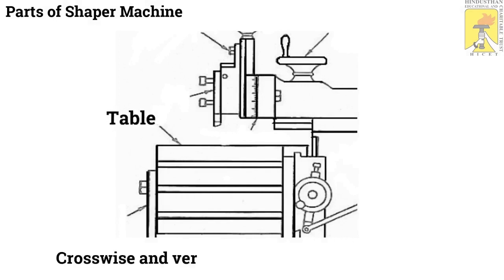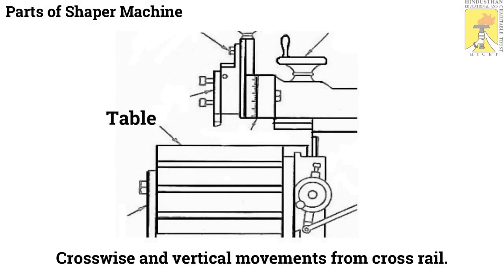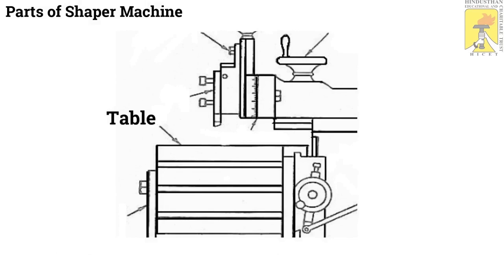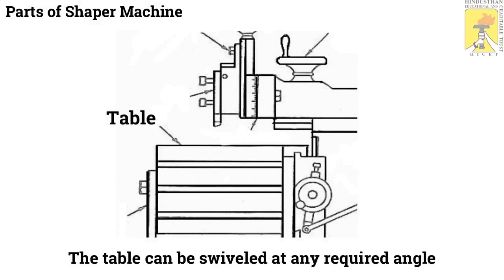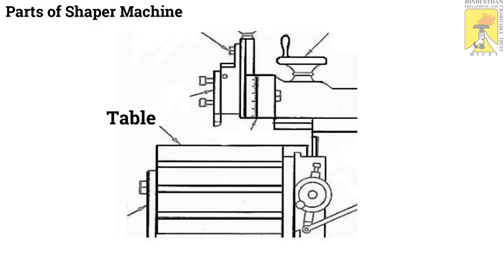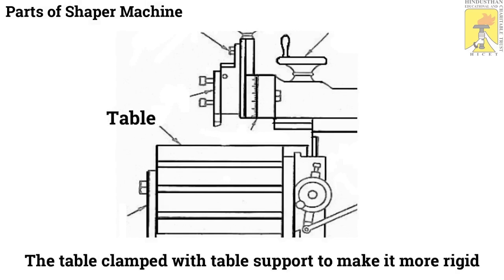The table is a heavy casting material. It is provided with crosswise and vertical movement. The table can be swiveled at any required angle by using a swivel base. The table is clamped with the table support to make it more rigid.